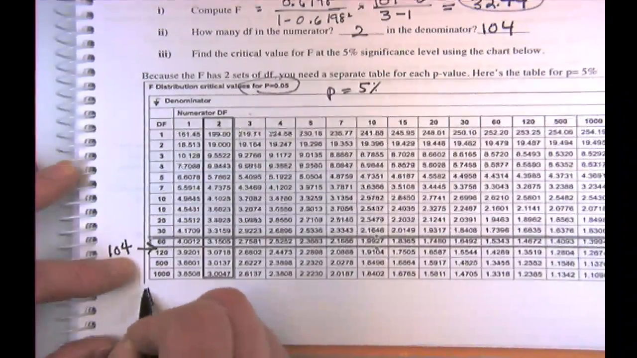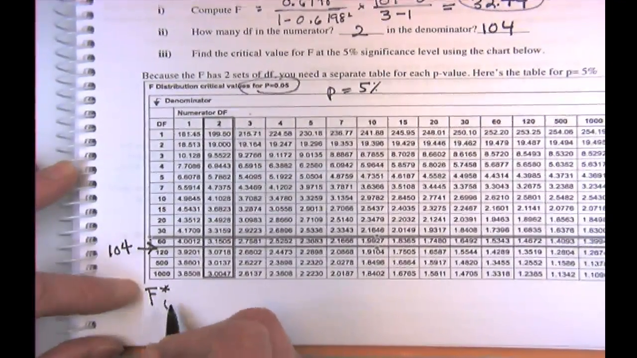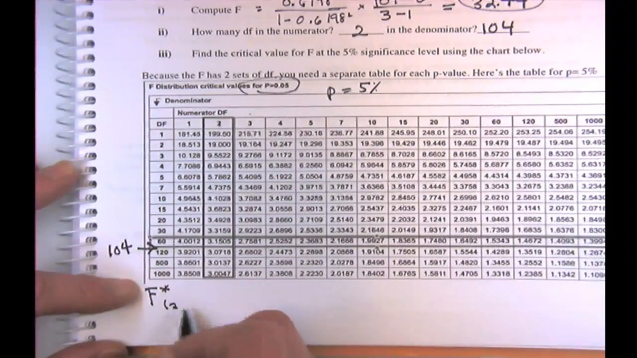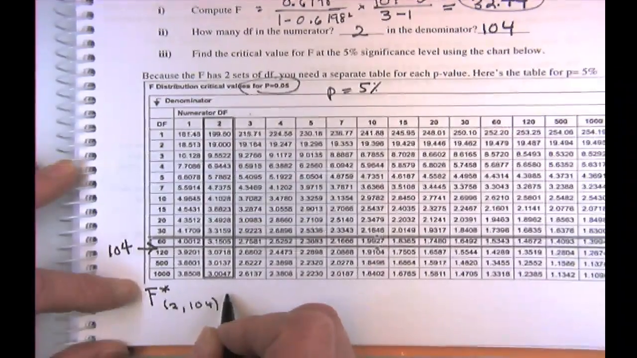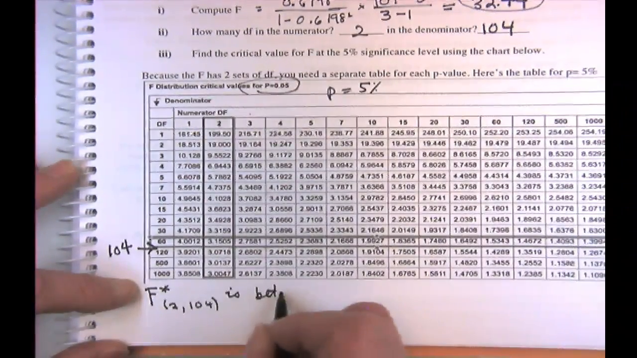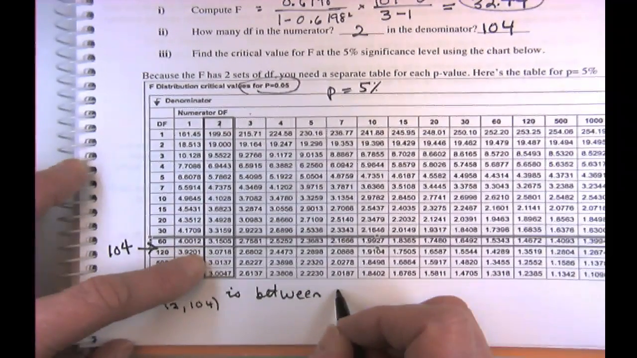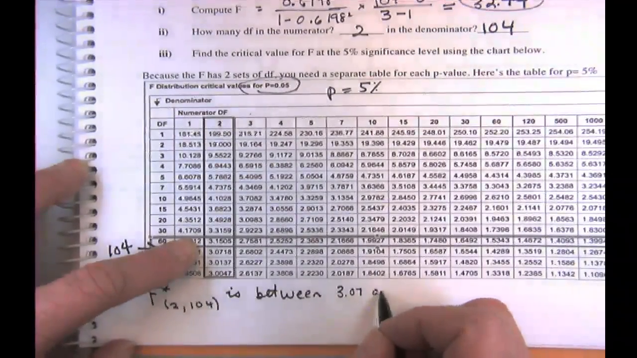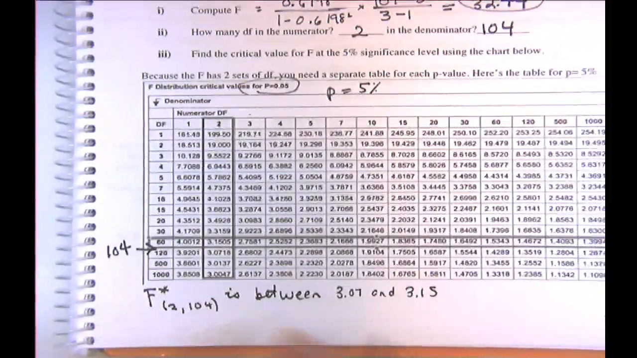F, let's write this down, our critical value at 2 degrees of freedom in the numerator and 104 in the denominator is what? Is between 2 values here. Is between what? 3.0718 and 3.15. Let's see what it really is.